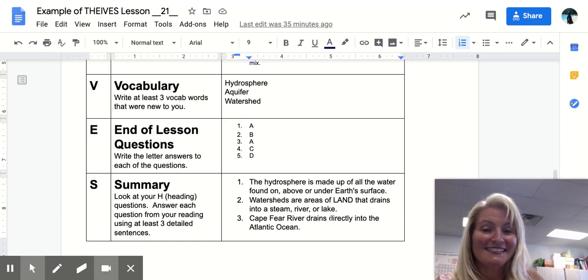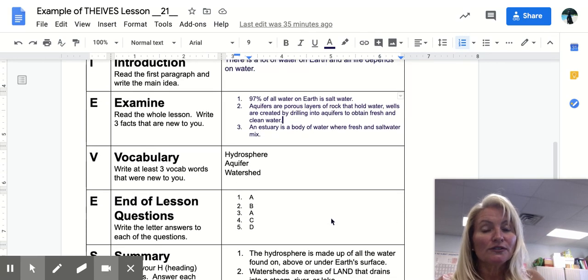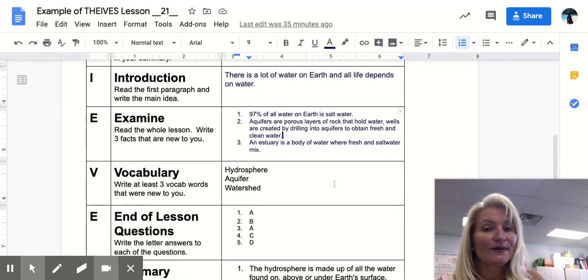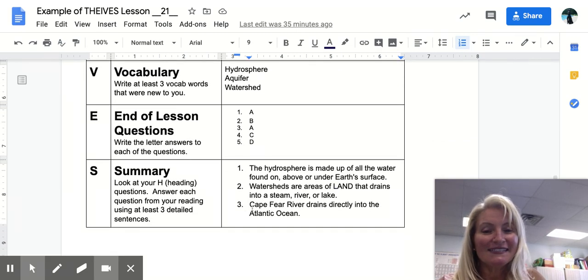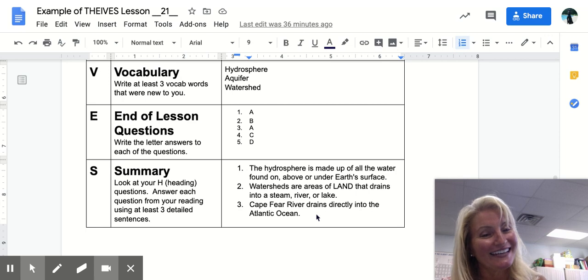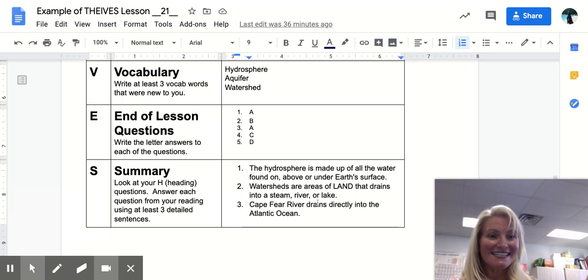It's actually fascinating. The third question states, what is a new fact I can learn about North Carolina water? And the answer is here, number 3. Cape Fear River drains directly into the Atlantic Ocean. And after you read the coach book, you'll realize that's kind of a unique situation. So that's it. That's Thieves.